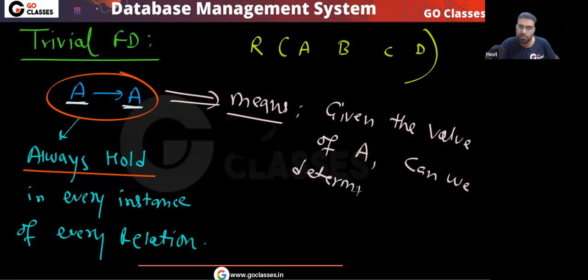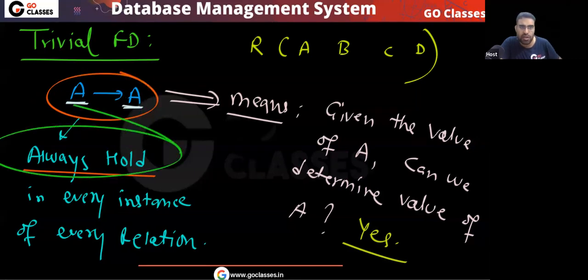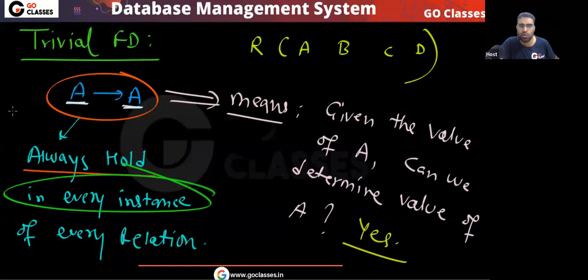Yes, you can do that. Yes or no? For example, if I tell you that the value of A is 4, can you give me the value of A? That will be 4. Is this clear? So remember, this functional dependency will always be true in every instance of every relation. Yes or no?